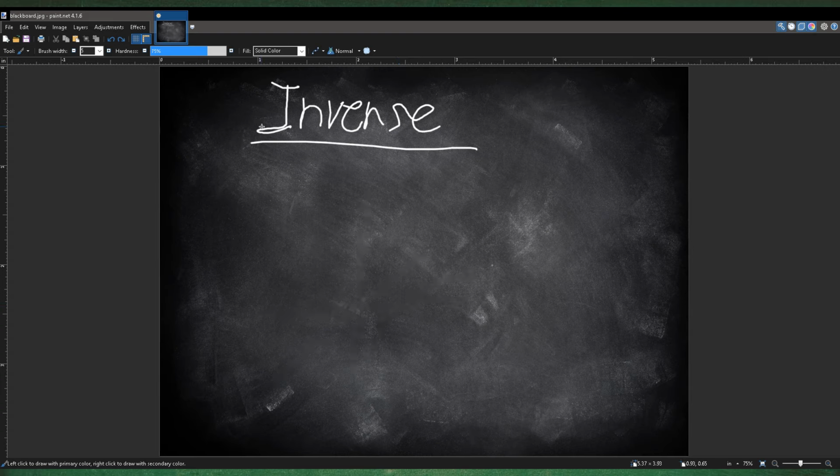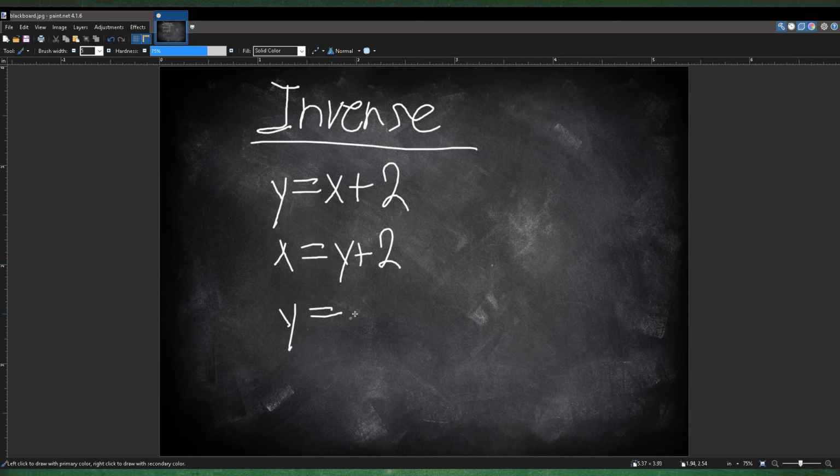So for inverse functions, basically, if you have an original equation, y is x plus 2, you just switch the x and the y's. So you put x is equal to y plus 2, and then you only want to get the y, so you use y is equal to x minus 2. So that would be our inverse function.